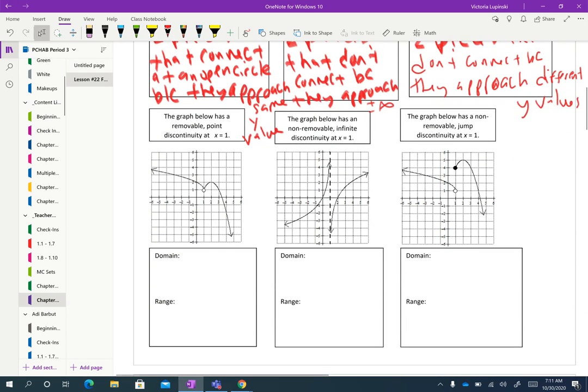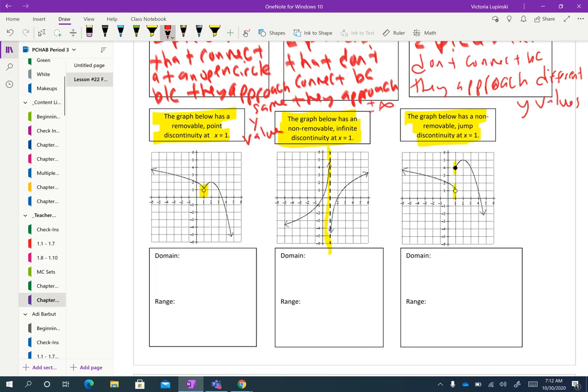So let's take a look at these examples below here. If you take a look at the left side, the graph below has a removable point discontinuity at x equals 1. And then the one in the middle, there is a non-removable infinite discontinuity at x equals 1. And then for the last one, there's a non-removable jump at x equals 1. So again, just to highlight, we're talking about this open circle versus this vertical asymptote versus the fact that these two pieces don't meet. So those are all discontinuities.